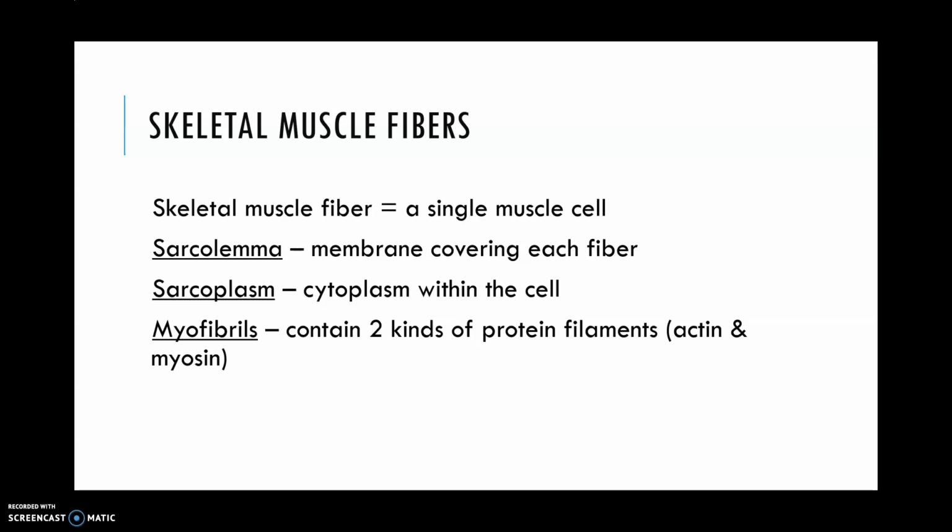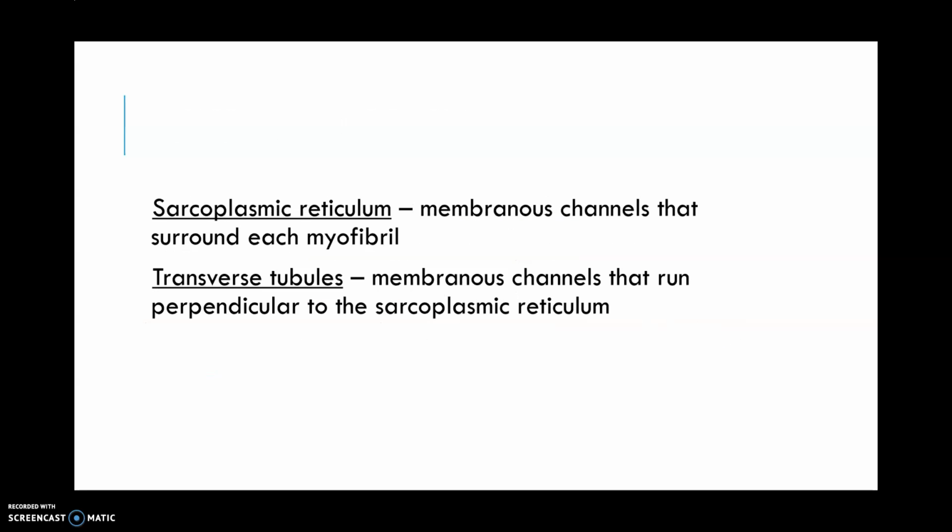So let's talk about skeletal muscle fibers, going down to our smallest unit. So our skeletal muscle fiber is that single muscle cell. Our sarcolemma is the membrane covering each cell. Our sarcoplasm, think of that ending, plasm, is that cytoplasm that's within that muscle cell. And then these myofibrils are going to be this really important structure here. So it's two kinds of protein filaments, actin and myosin. So those myofibrils are going to be really important.